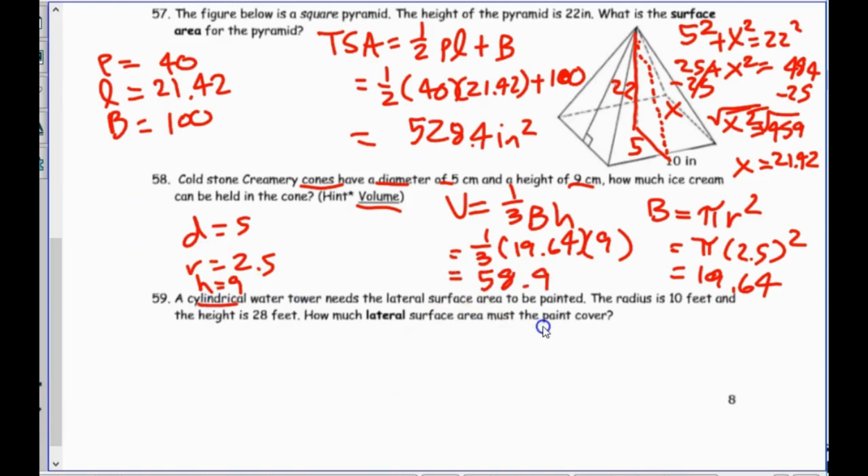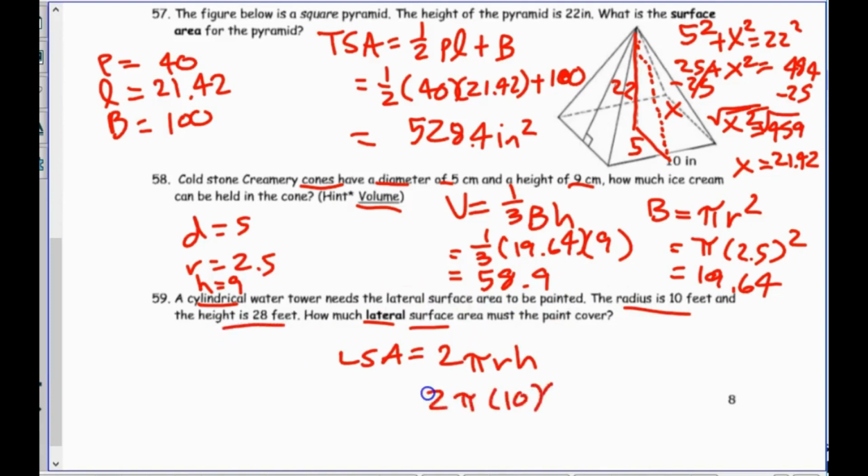Cylindrical water tower, okay? The radius of water, doing lateral surface area. So LSA of a cylinder, 2 pi RH. Do we know R? Yep. Do we know H? Yep. So just multiply 2 times pi times 10 times 28. 1759.29.